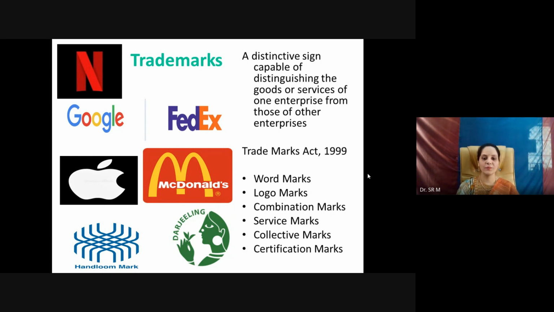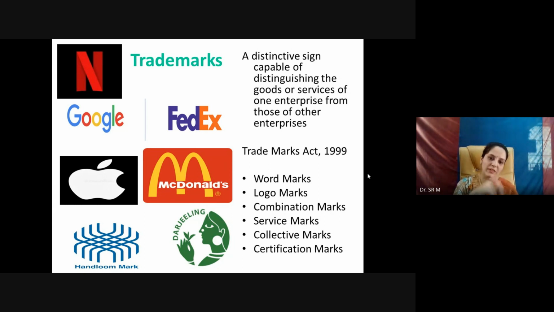Fine. Thank you. So a trademark, it is a distinctive sign which is capable of distinguishing the goods or services from one enterprise from those of other enterprises. Right. See, in India, this trademark protection, it is governed by Trademarks Act 1999. Now, I said distinctive sign which is capable of distinguishing the goods from one company to the other.